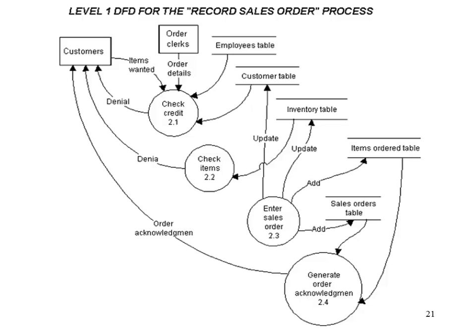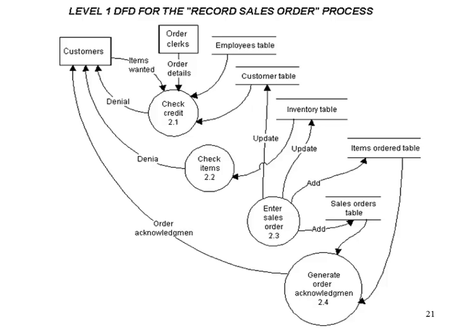Yes. So there is a sequence of processes. First you check the credit, and only then you check items. So those processes should be connected. There is some sequence in what you do. First you check credit, then you check if you have the items in stock. Then you enter the sales order, and then you generate the order acknowledgement. So those two are connected, but the first three are not. You would like to connect them through tables somehow. Right, so they are not connected.